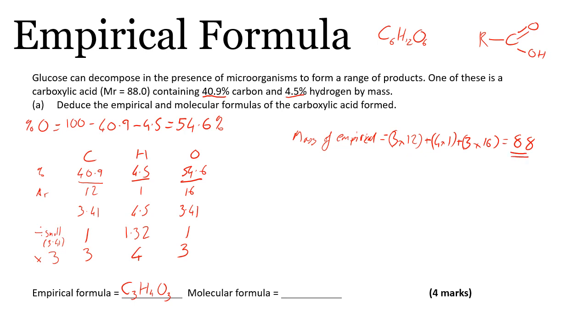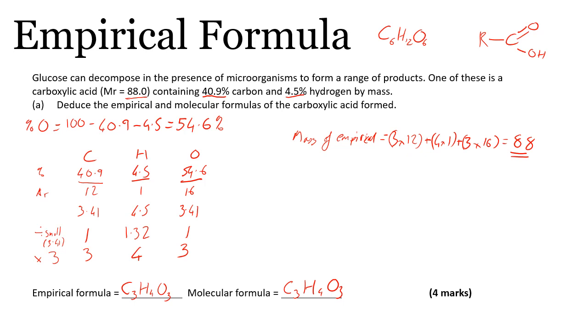Now, normally at this point you do the MR from the question, this 88, and divide it by the MR from the empirical formula, which is also 88, and then times the empirical formula by that. But if we do that, we get the answer 1, and that's because the empirical formula is exactly the same as the molecular formula in this case. So because the MR of the empirical formula is the same as the MR of the molecular formula, the empirical formula and the molecular formula must be the same.